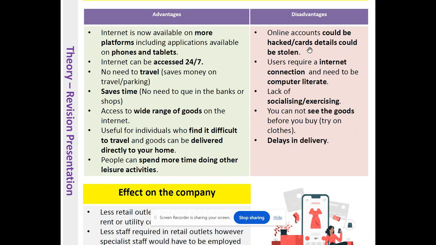Online accounts could be hacked, card details could be stolen. You need an internet connection, and you need to be computer literate. If you're just sitting at home, maybe it's a lack of socializing or exercising. Some people like to go to shopping malls just to stretch their legs or to bump into people and have conversations. You cannot see the goods before you buy. For example, if you're purchasing clothes, maybe you want to try them to see if they fit before you buy, or maybe you want to buy some fruit and check the condition before you purchase. And there may be delays in delivery as well.